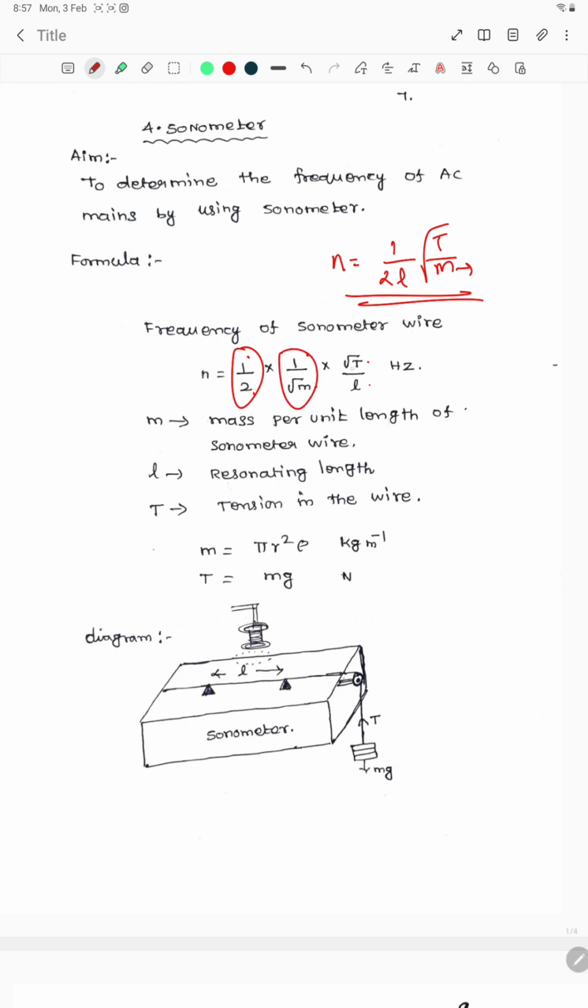So that is also going to be a constant, and the tension is the load that you are going to apply. So this is going to be a variable, and the resonating length depends upon the tension that you are applying. So root T by L is the one which you are going to calculate in the table.